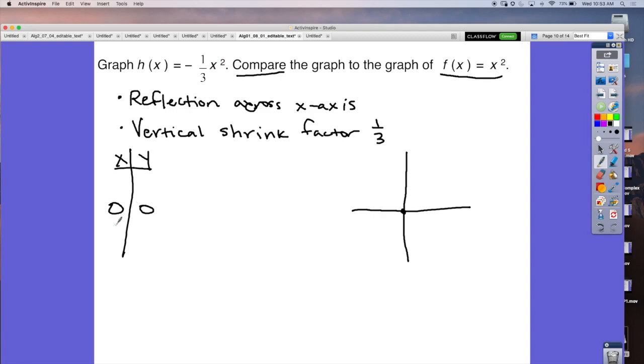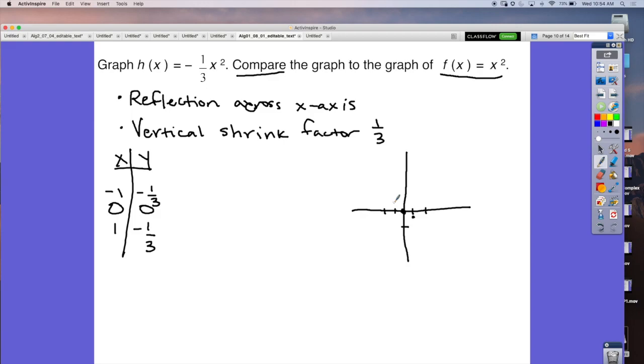I'm going to put in 1. 1 times 1 is 1. 1 times negative 1/3 is negative 1/3. So 1 and negative 1/3 is like right there. If that's 1 and if that's 1. So I bet you when I plug in negative 1, I should come out with negative 1/3. Don't forget that.